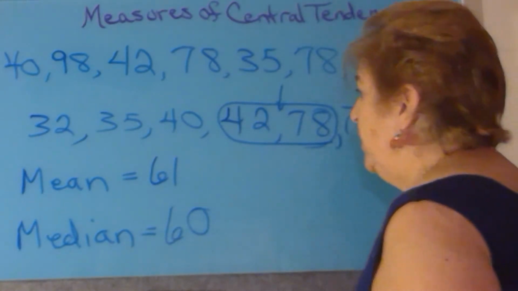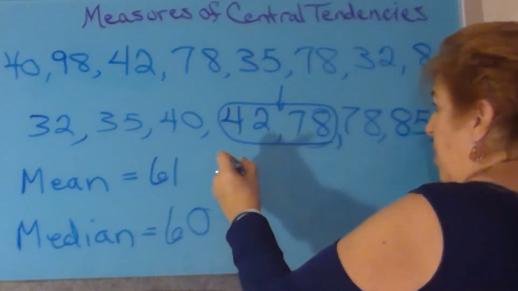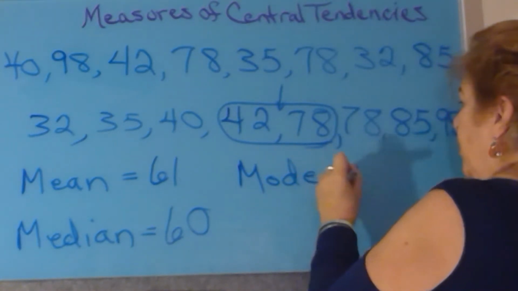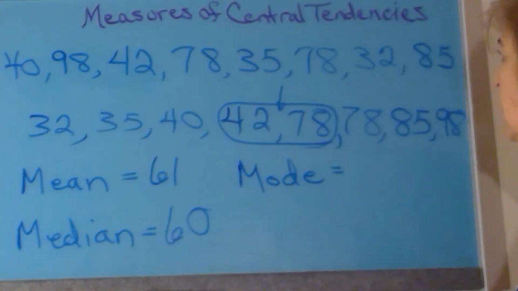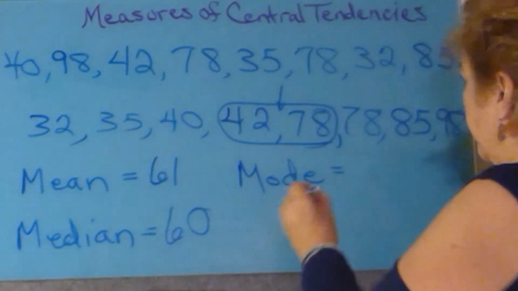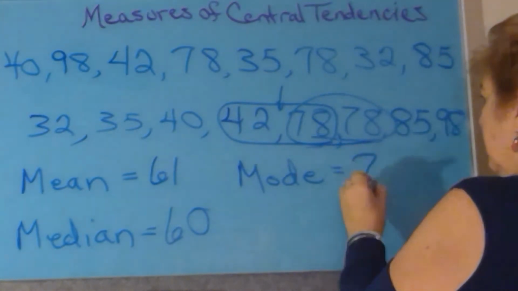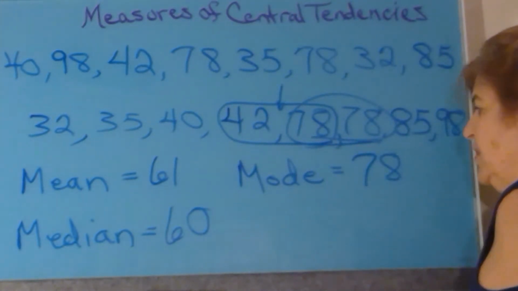The next thing that we need to find is the mode. The mode is what occurs most often. Well, the only thing that occurs more than once is 78. So the mode is 78.